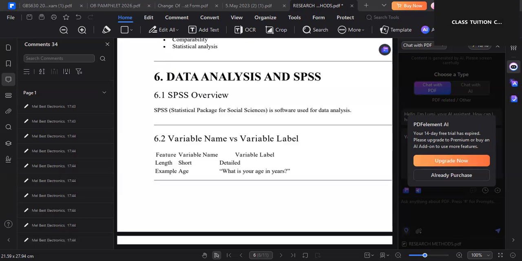researcher or consultant. So SPSS helps us to analyze and manage data, and to generate tables and pie charts. It's important because it simplifies complex information.